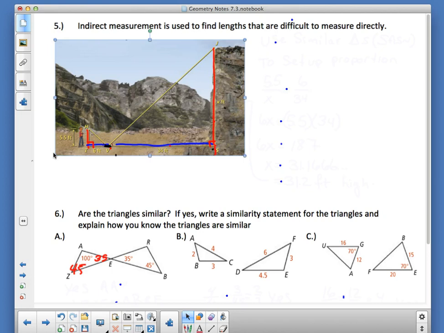So we put the mirror down, and I make adjustments between the mirror and the top of the cliff so I can see the top of the cliff in the mirror. Okay, I know my height. And in this problem, my height's 5.5 feet. By the way, 0.5 feet, how many inches is that? What's half a foot?